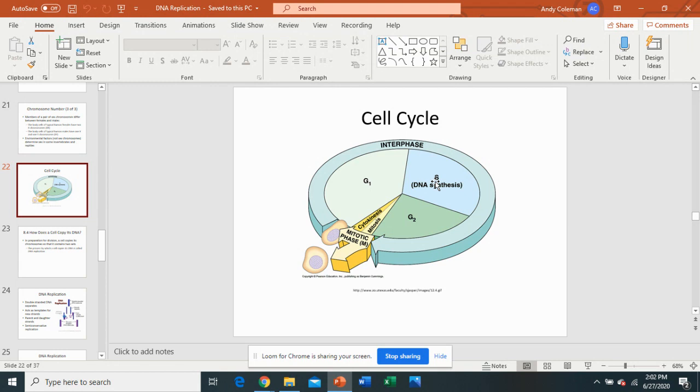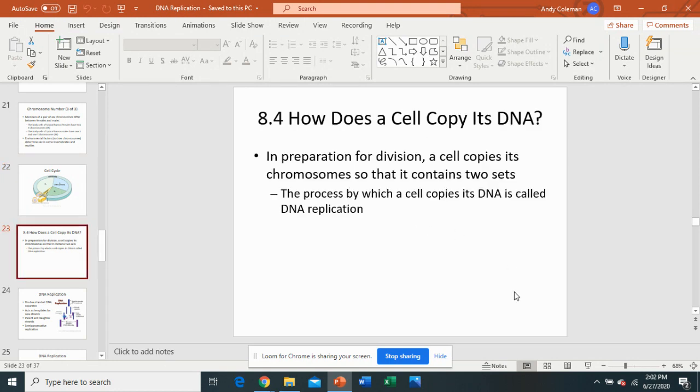After it replicates the DNA, it will go to G2, where it goes through a number of checkpoints to ask, am I ready to divide? If it meets those criteria, then it will proceed to mitosis. But again, before it can meet those checkpoints, it has to replicate the DNA in the S phase. Okay, so let me go to presentation view.